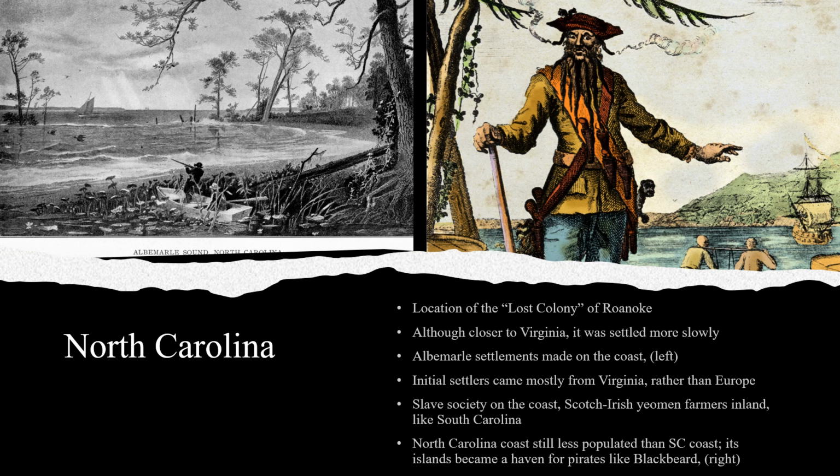North Carolina as a whole would also remain lightly populated, making its coast a safe harbor for pirates like Edward Teach, better known as Blackbeard. Essentially, you can think of North Carolina as being like Virginia on the coast, but like inland South Carolina in its mountainous uplands.